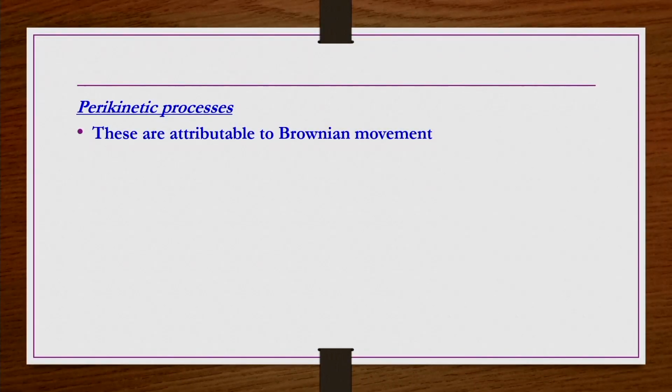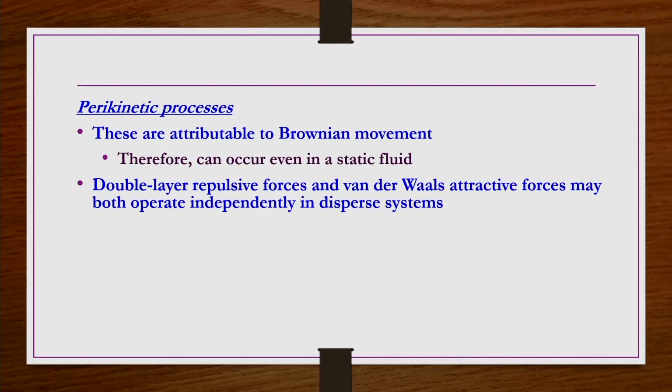So, these perikinetic processes are attributable to Brownian motion. They may exist even if there is no bulk flow, where the particles are suspended in a fluid but the fluid is in a stationary state. Under such conditions also these perikinetic processes will occur, because they are attributable to Brownian motion. So, they can occur even in a static fluid.